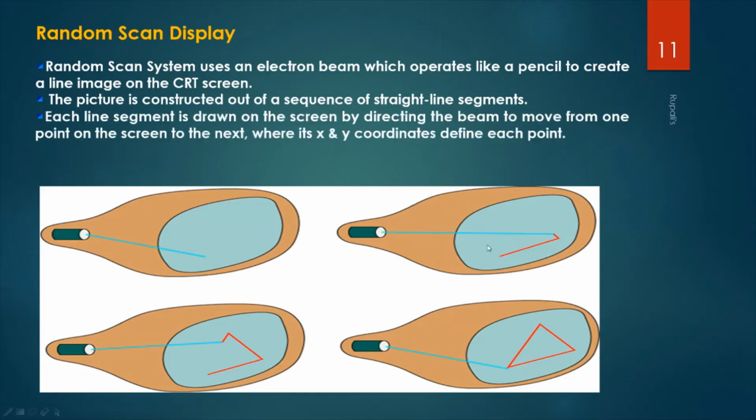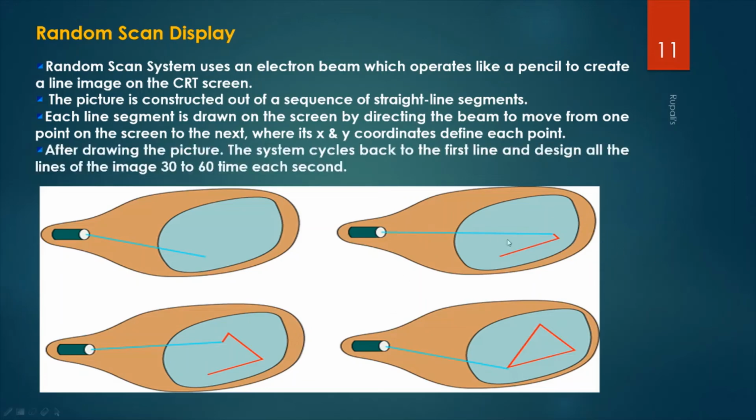Each line segment is drawn on the screen by directing the beam to move from one point on the screen to the next, where its x and y coordinates define each point. After drawing the picture, the system cycles back to the first line and redraws all the lines of the image 30 to 60 times each second.